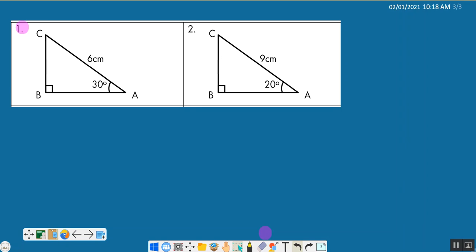All right, so let's have a look then. So the question on the sheet says, so this is like the second page. All right, so if you're in your book, so this is task B, questions 1 and 2.